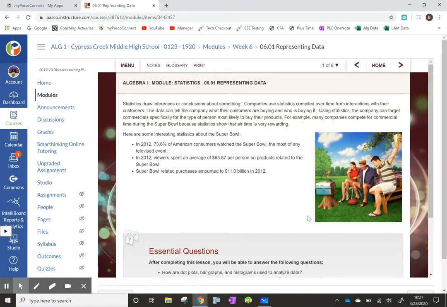Okay, guys, so now we're into module 6. Kind of seems like going backwards in these numbers sometimes, but it is what it is.